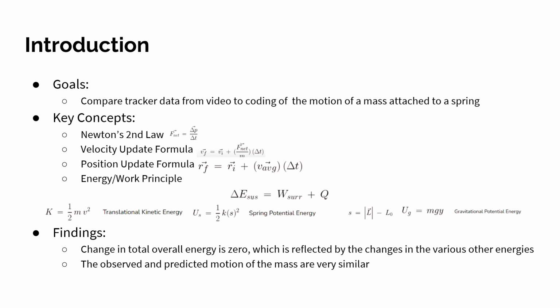As you can see, below are the various types of energy, and above that is the formula stating that change in energy is equal to the work done by surroundings plus Q, thermal energy. Findings were change in total overall energy is 0, which is reflected by the changes in various other energies, and the observed and predicted motion of the mass are very similar.